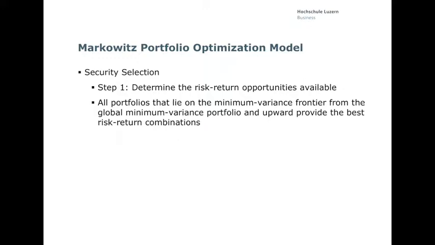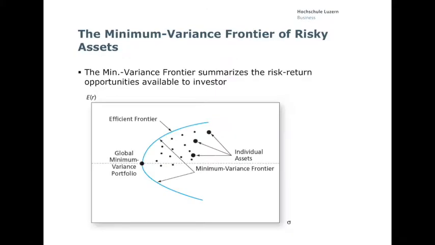The first step, security selection, is to determine the risk-return opportunities available to investors. These are summarized by the minimum variance frontier of risky assets as shown on the next slide. The minimum variance frontier is a graph of the lowest possible variance that can be attained for a given portfolio expected return. Notice that all the individual assets lie to the right inside the frontier, at least when we allow short sales in the construction of risky portfolios.